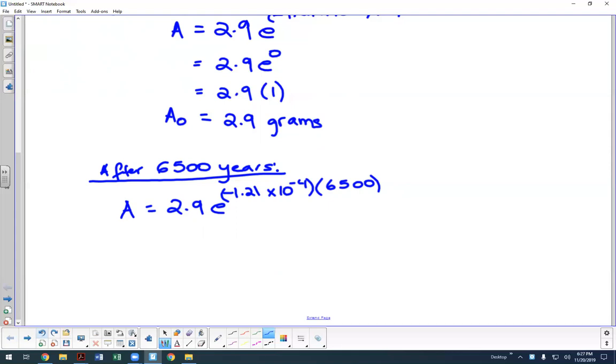Now be careful the way you type this in your calculator, because this quantity here should be in the same parentheses. You cannot have two different parentheses like I have written out on the paper. So you'll do 2.9 times your shift or second ln key to get to the e, and then in your exponent you will type all of this as one parentheses. So you can start with negative 1.21 times 10 to the negative 4 times 6,500, and then close your parentheses. So be very careful of how you type this in.